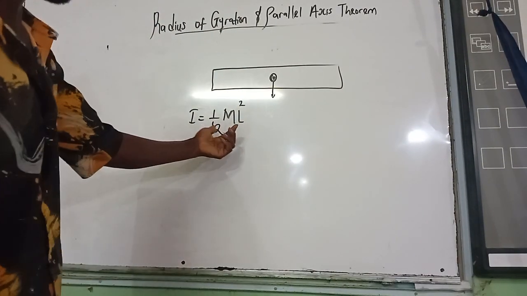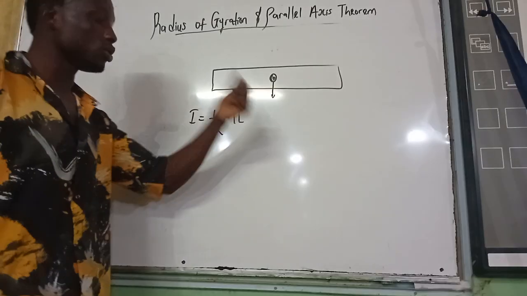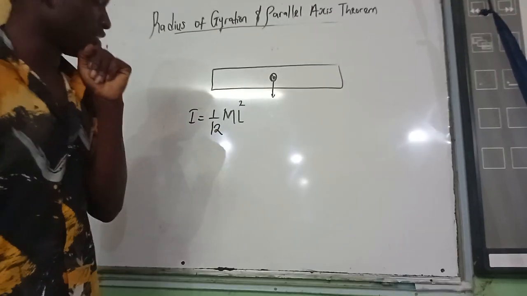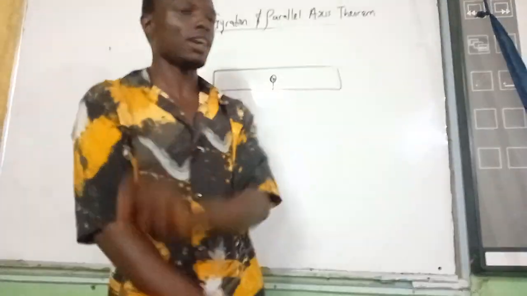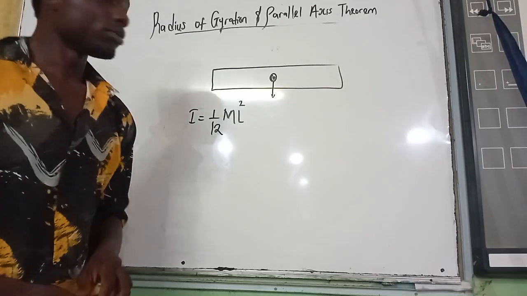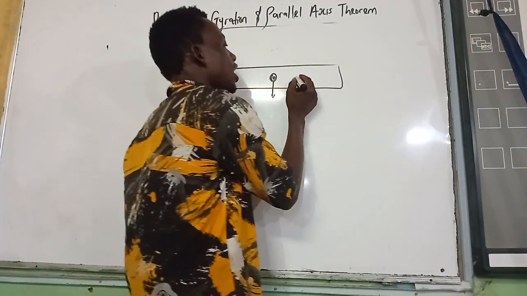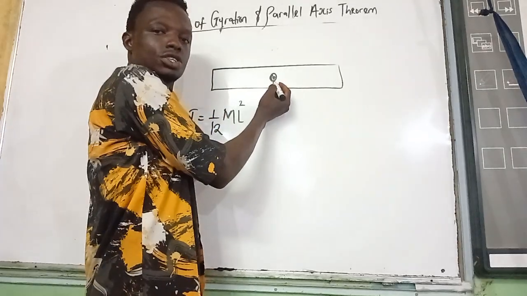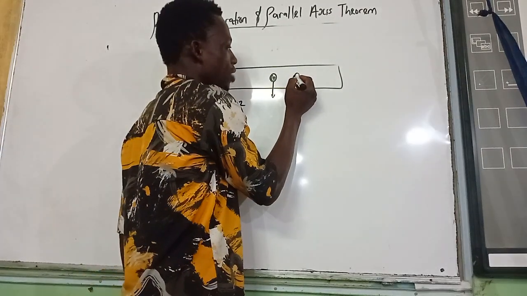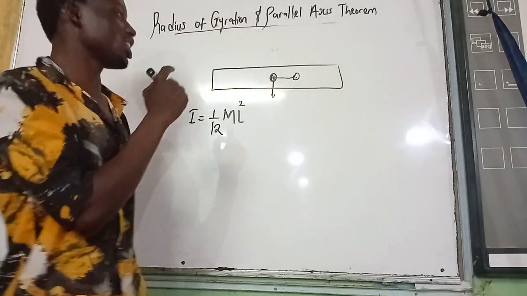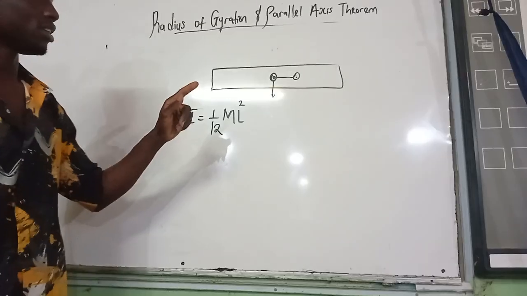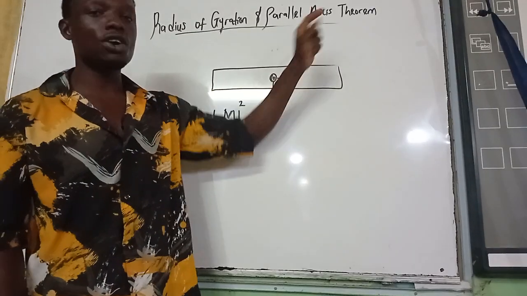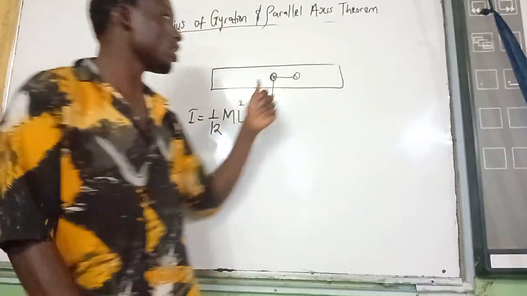So now I equals 1 over 12 ml square, for the moment of inertia of a thin rod that is rotating about its center as its axis. Now, if we shift the axis of rotation to a particular point that is parallel to that initial axis, that's why we say parallel axis theorem. This theorem only works when the new axis of rotation is parallel to the initial axis.